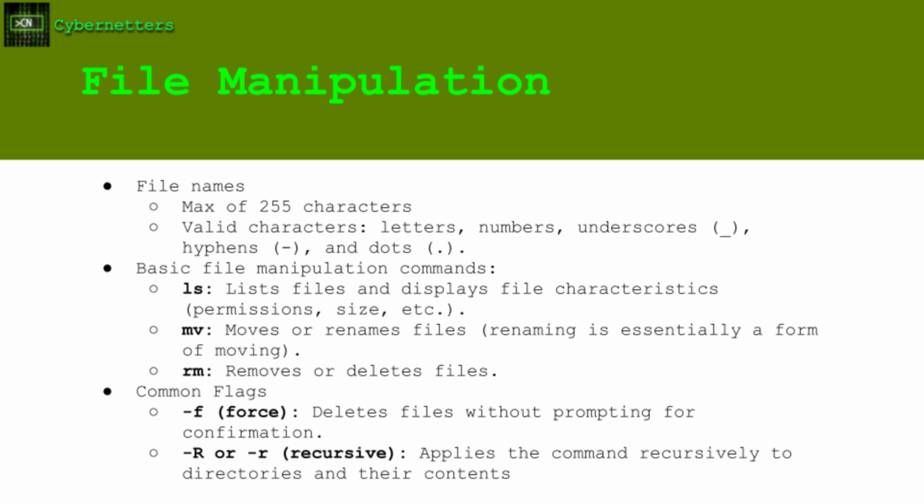So in Linux, file names can be up to 255 characters long and can include letters, numbers, underscores, hyphens, and dots. What ls does is it lists files and their details. mv moves or renames files. Renaming is just moving a file to a new name, and then rm deletes files. Some common flags, as we mentioned earlier: -f means force, which deletes without confirmation, and -r means recursive, so it applies the command to directories and their contents.